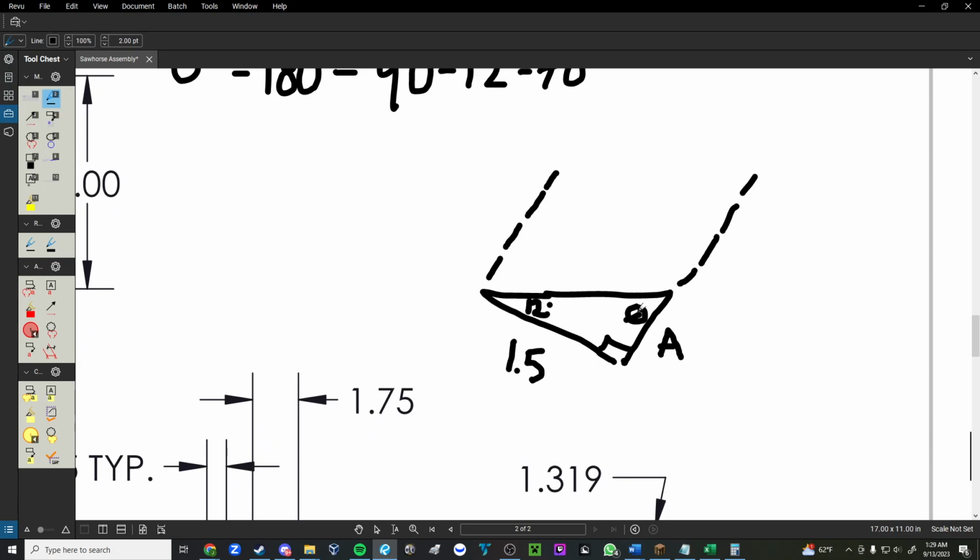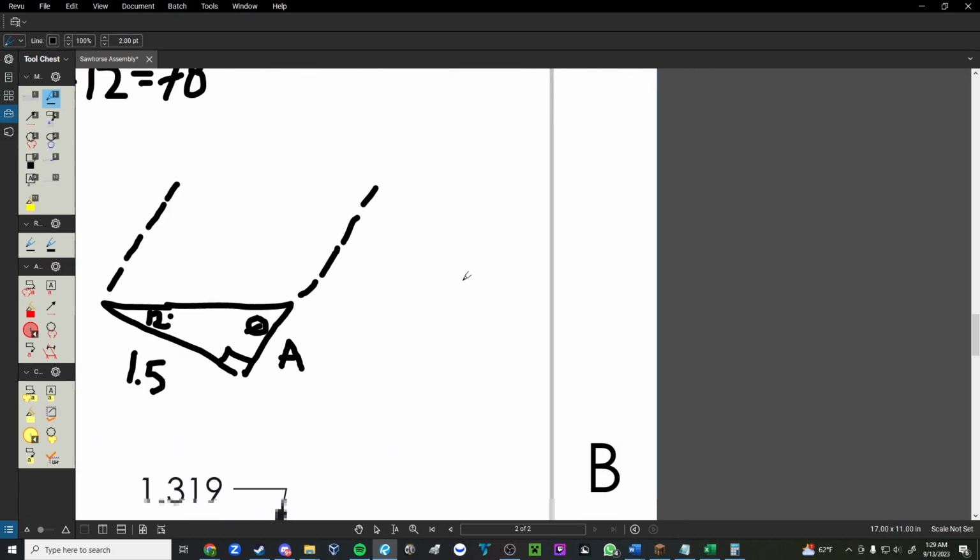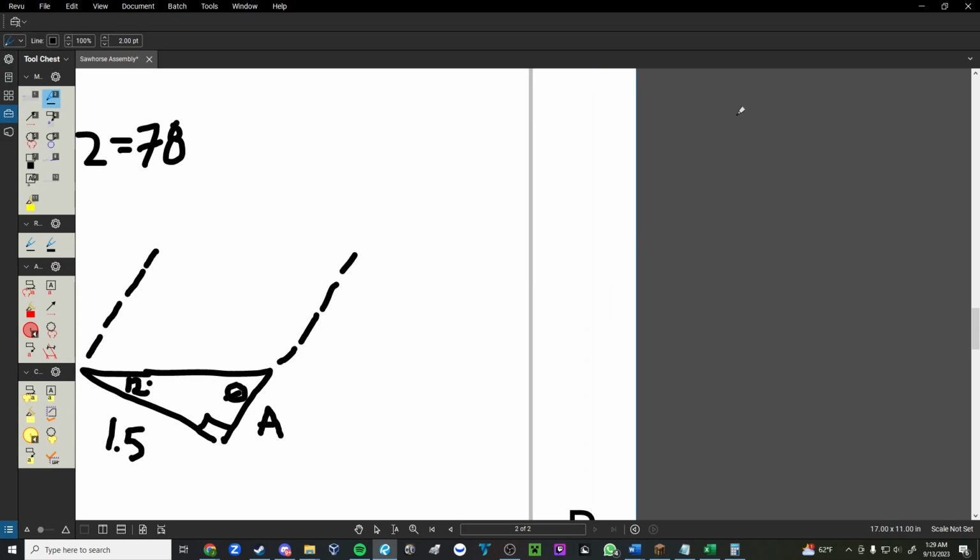So with these two pieces of information, theta and 1.5, we can have the first section of the law of sines. So I'm going to do this right over here. So we have 78 degrees. The sine of 78 degrees over 1.5 over, we're going to match the length here, over A, and the sine of 12.